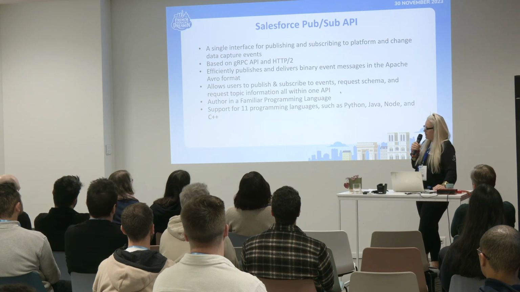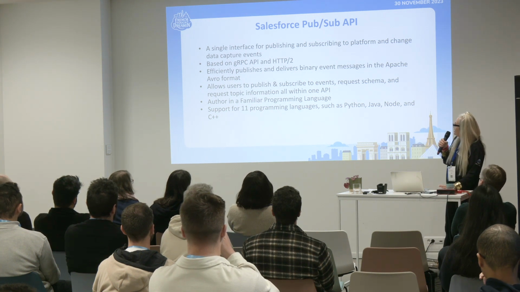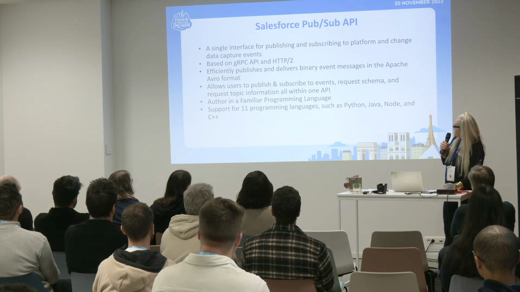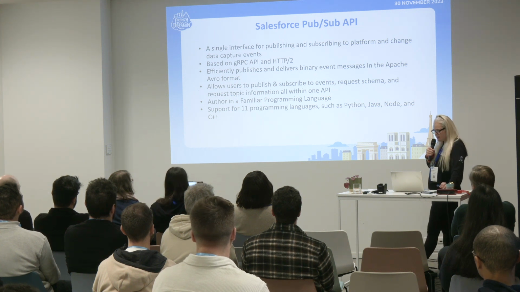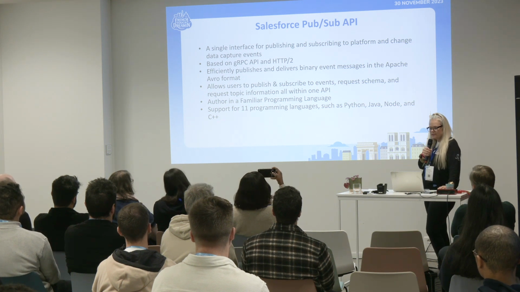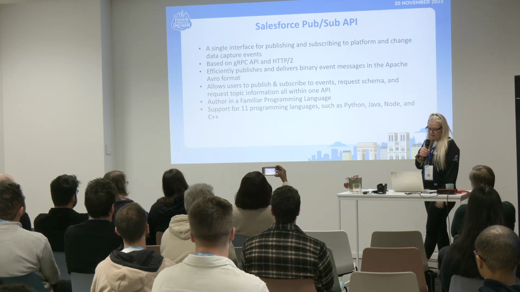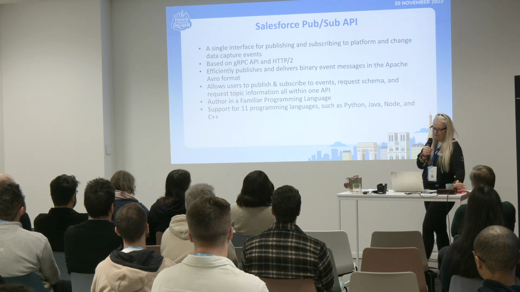So a little bit about the PubSub API and why it is the preferred method over the streaming API. It's a single interface for publishing and subscribing to platform and change data capture events. It's based on gRPC API and HTTP2, so there's a lot of benefits there. It efficiently publishes and delivers binary event messages in the Apache Avro format. It also allows users to publish and subscribe to events, request schema, and request topic information all within one API. And you can also author in a familiar programming language.